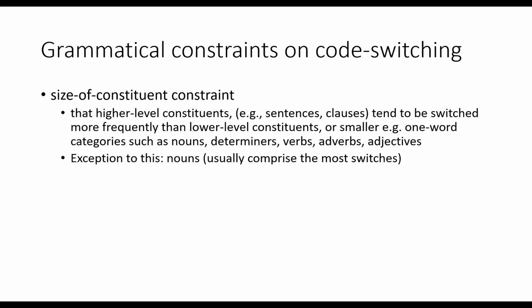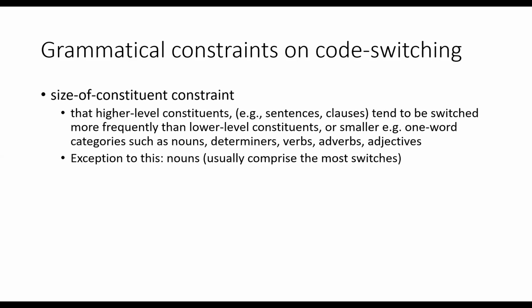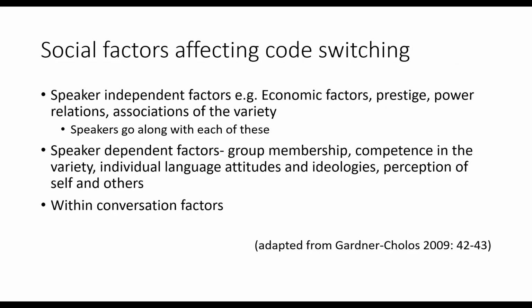And if you then look at constituents as morphemes, we see that that goes back to this one free morpheme constraint, so that bound morphemes are really small, they're lower level constituents, and that fits in nicely to the previous grammatical constraint.